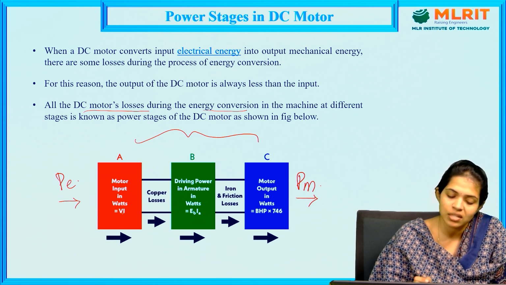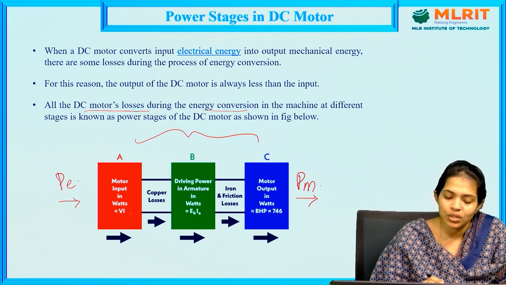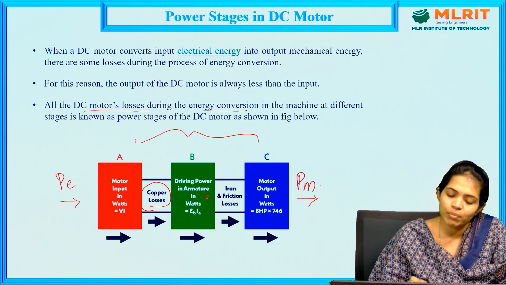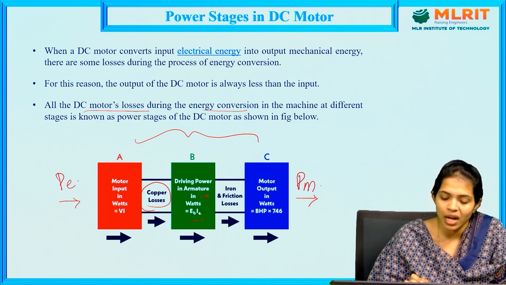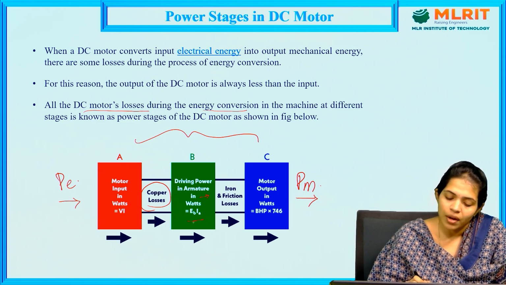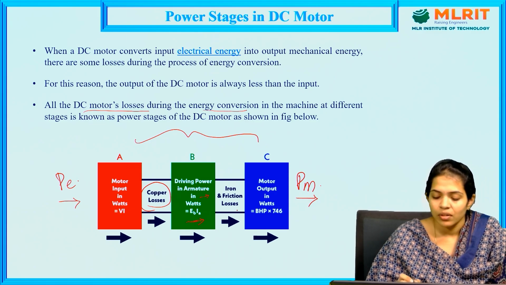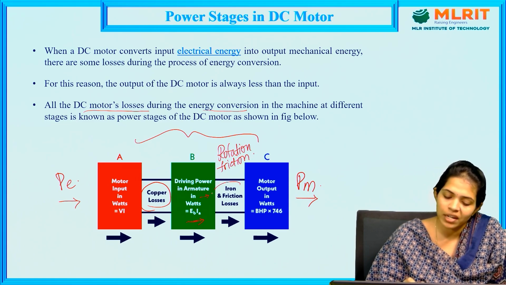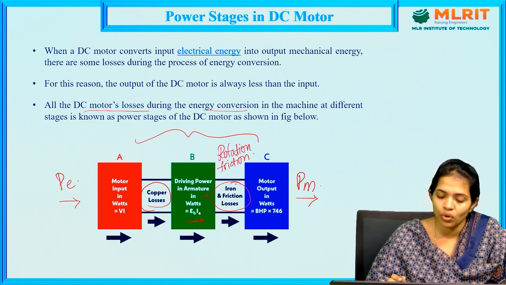Once this input is given to the motor, we can see that the copper losses occur in the armature terminals. The mechanical power developed at the armature is nothing but the product of back EMF multiplied by the armature current. This mechanical power, we see that the shaft rotation, the frictional and windage friction is involved at this stage of power. We can see now iron and friction losses here occurring in the core of the armature.